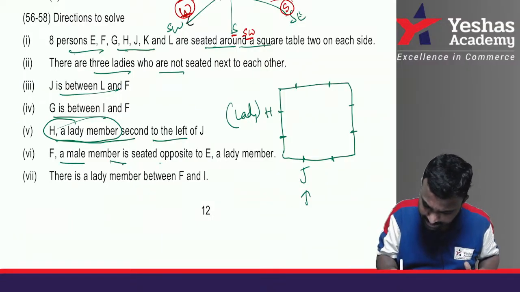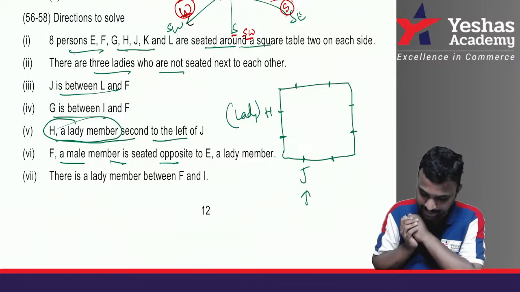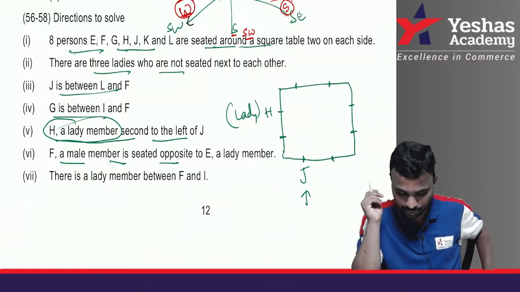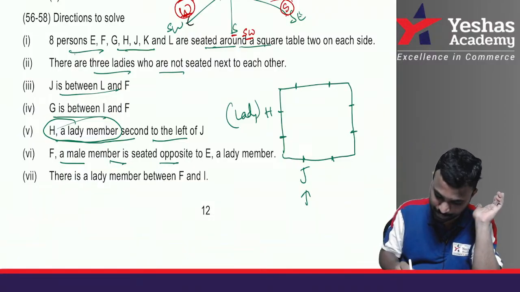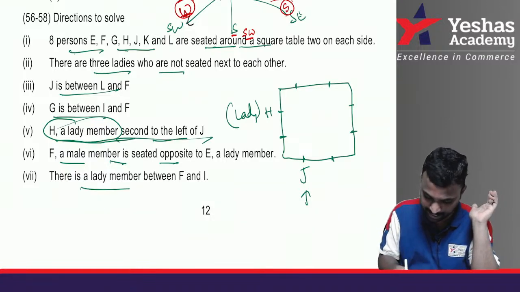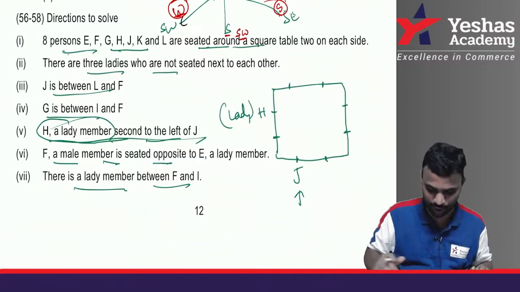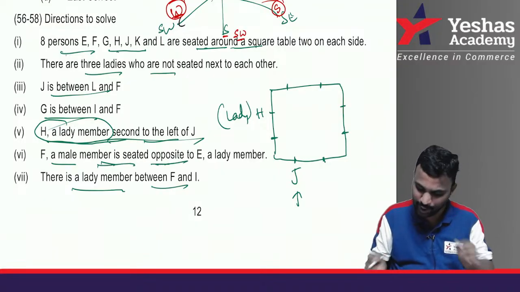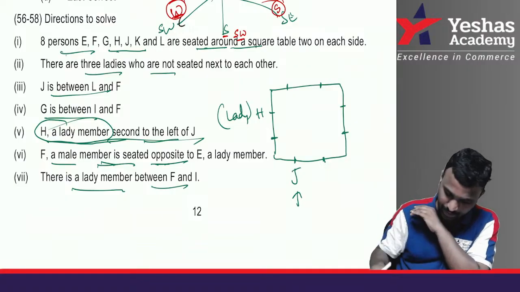If a male member is seated opposite to E, you can't mark F as of now. What you have to basically be searching is, with respect to the people whom we have marked, do you find any sure statement? We have marked J and H. That's all, right? There is a lady between F and I. Can you mark it? No, you cannot mark it. F, a male member seated opposite to E. Can you mark F now?